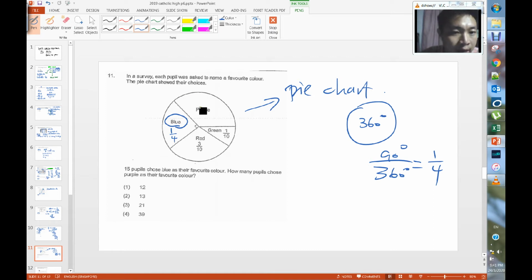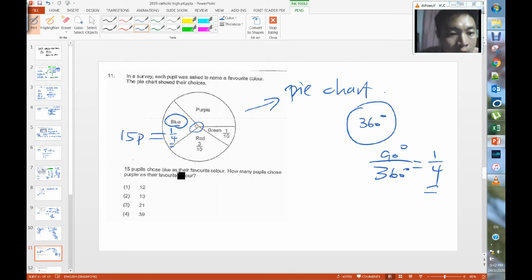Okay, and therefore, if you look at this question, it says, in a survey, each pupil was asked to name a favorite color. So clearly, 1/4 of the pupils prefer blue because it takes 90 degrees of the entire circle. 90 degrees out of 360 degrees is actually 1/4, that's how I get 1/4 here. And now it says 15 pupils chose blue. What it means is this 1/4 is actually equal to 15 pupils.